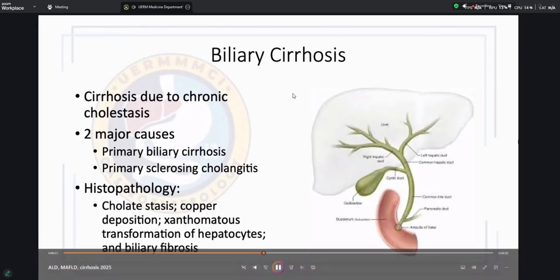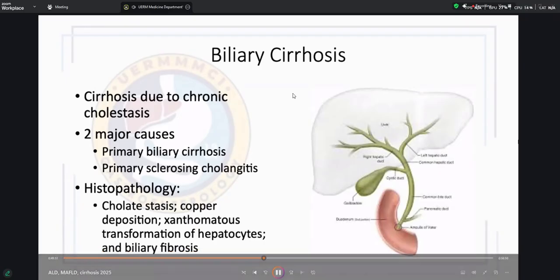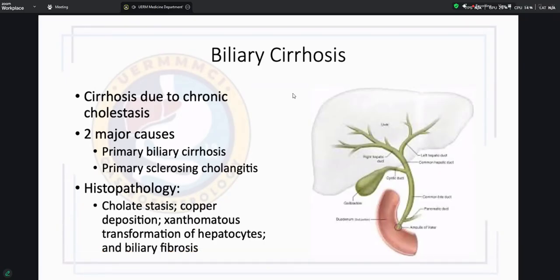They share the same histopathologic features of chronic cholestasis, such as cholestasis, copper deposition, xanthomatous transformation of hepatocytes, and so-called irregular biliary fibrosis. In addition, there may be chronic portal inflammation, interface activity, and chronic lobular inflammation.